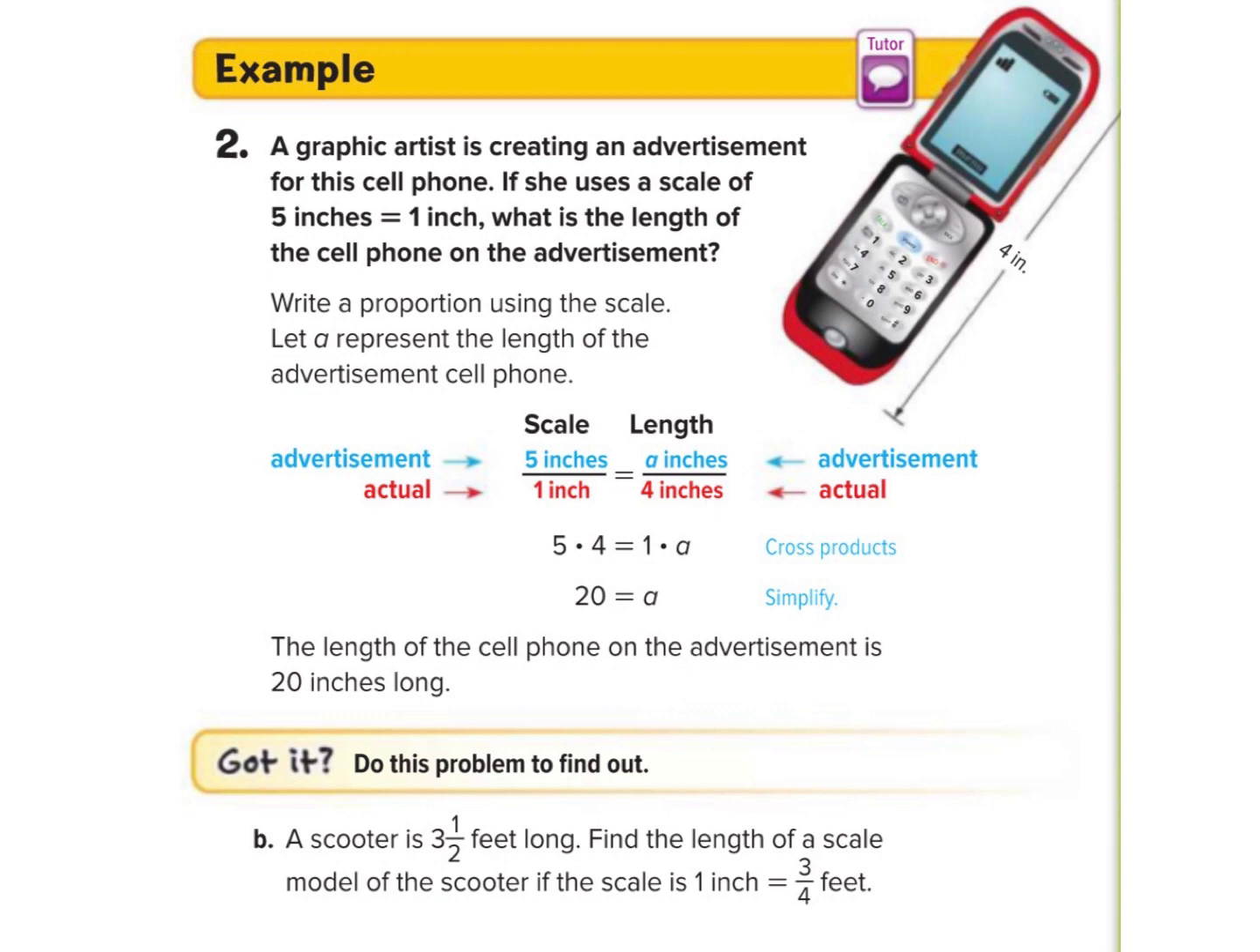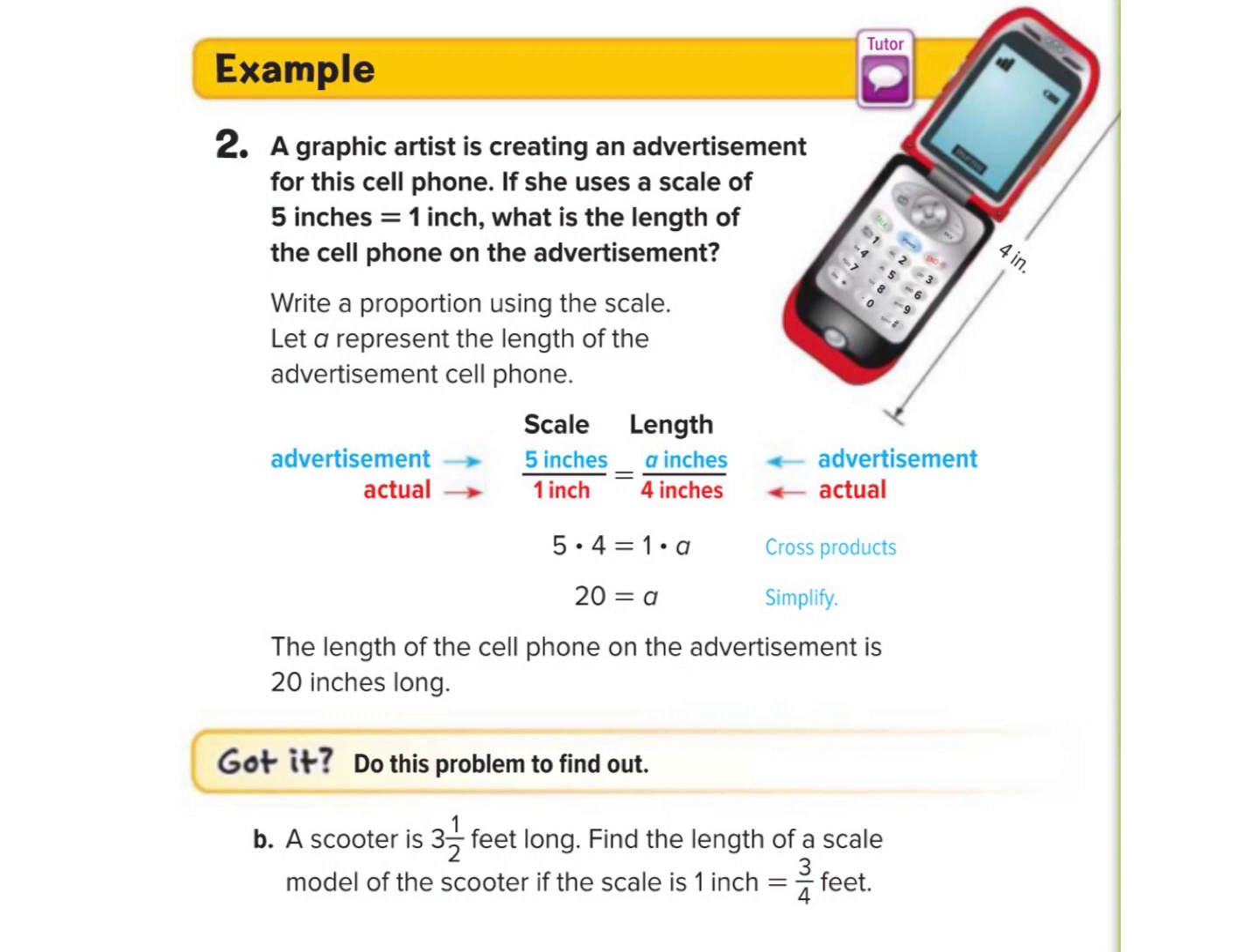Example number 2. A graphic artist is creating an advertisement for this cell phone. If she uses a scale of 5 inches equals 1 inch, what is the length of the cell phone on the advertisement? You again want to write a proportion using the scale.